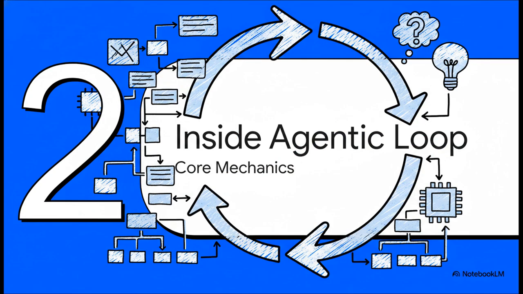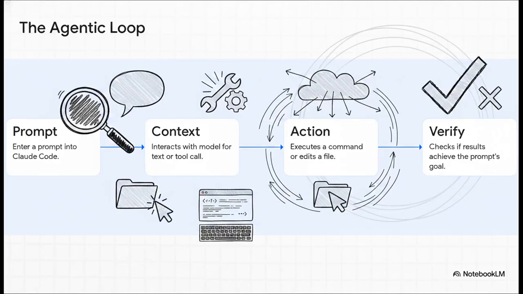Moving on to Section 2, Inside the Agentic Loop, Core Mechanics. As developers, we love a good systems thinking approach, right? So Claude Code is best explained through this agentic loop. Think of it almost like a REPL, a read, evaluate, print loop, but for AI. Step 1, you enter a prompt. Step 2, Claude Code hits the model to gather the required context, which returns text or a tool call it can execute. Step 3, it takes action, like editing a file or running a bash command. And Step 4, it verifies those results. Did it actually achieve what your prompt asked for? If yes, Claude finishes and waits. If no, the loop just runs again and again until the results are completely achieved and verifiable.